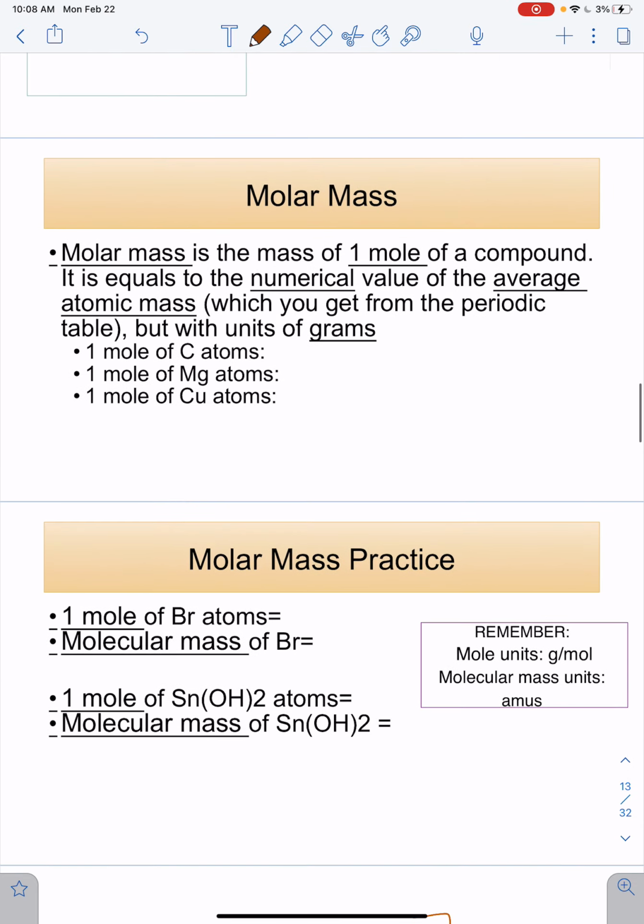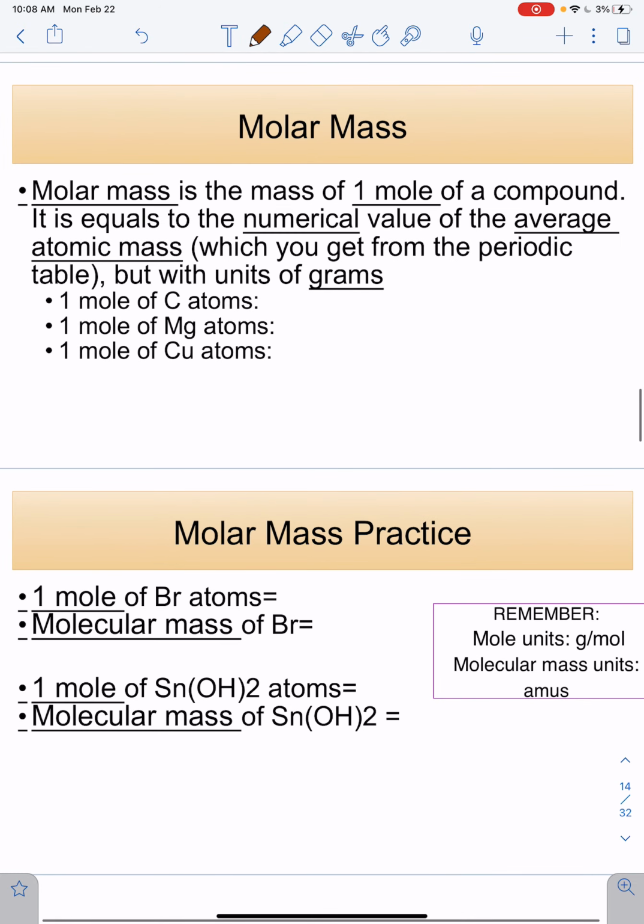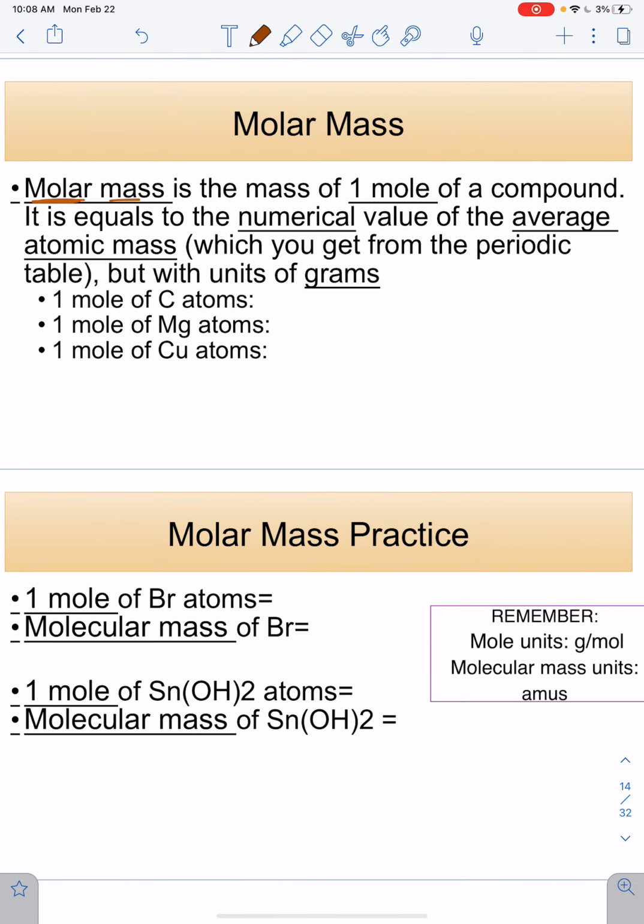So the molar mass, molar means mole and mass means weight, like I was telling you. It's the mass of 1 mole of a compound. So basically, if 1 mole is 6.02 times 10 to the 23rd atoms, this is the mass of those atoms. It's of a compound or of an element, either way, or an ion. It is equal to the numerical value of the average atomic mass, which you get from the periodic table.